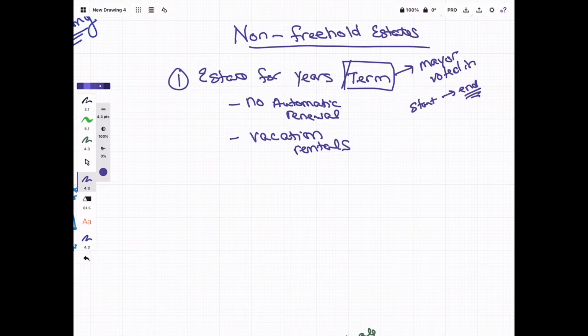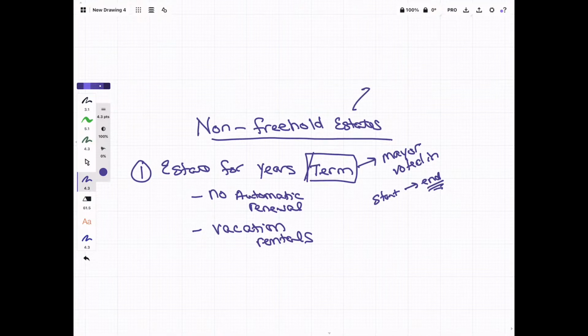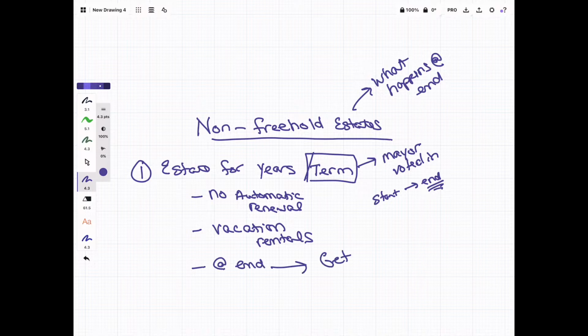I know that years makes you want to think, oh, it's about how long, but it's not. It's about what happens at the end. Think about that. With your non-freehold estates, what happens at the end? And at the end, get out. That's your estate for term or estate for years.